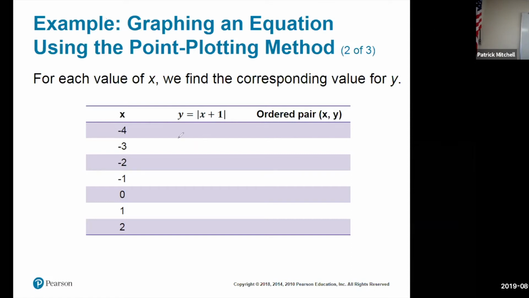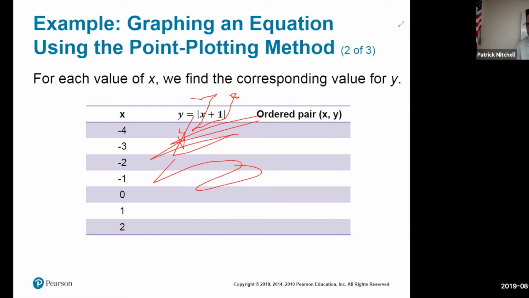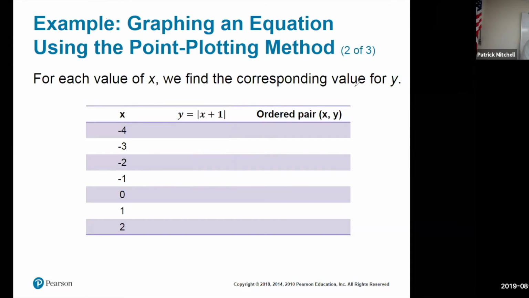So the way that we're going to figure out the y coordinate that goes with x equals -4 is, I think I'll be editing that part out. Okay. Let's try that again.